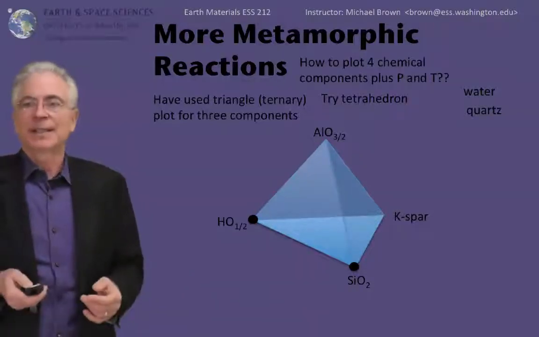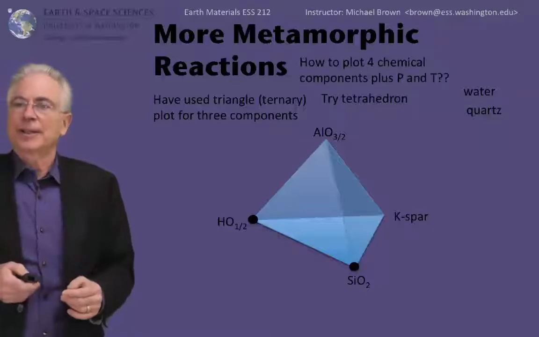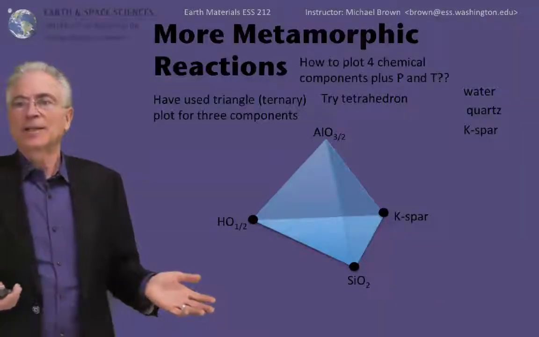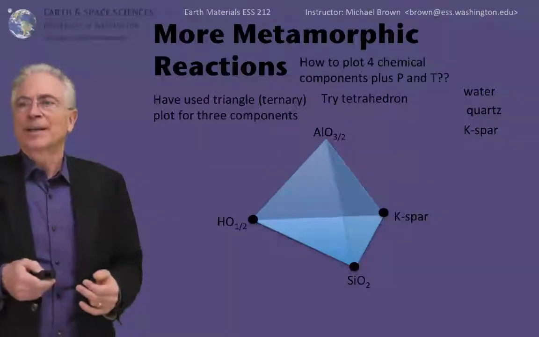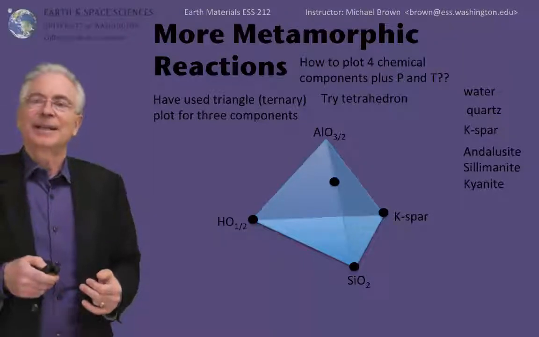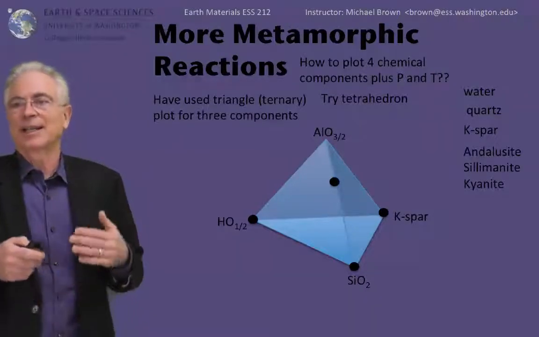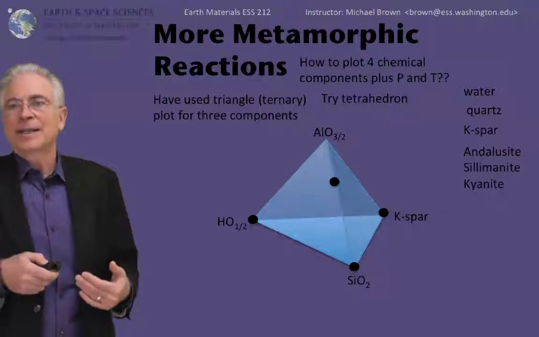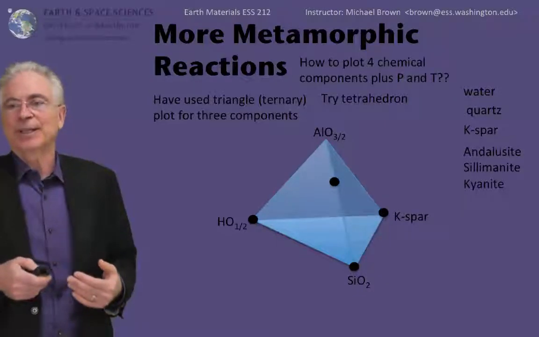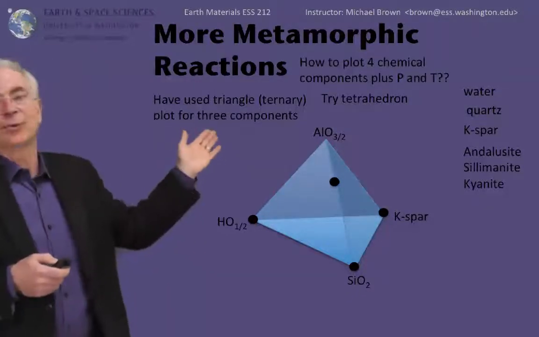Silica, quartz is easy. It's at the lower vertex there. Potassium feldspar plots on the other corner. Now, the aluminosilicates contain no potassium and no water. They plot along the edge between silica and alumina, as I've shown there.